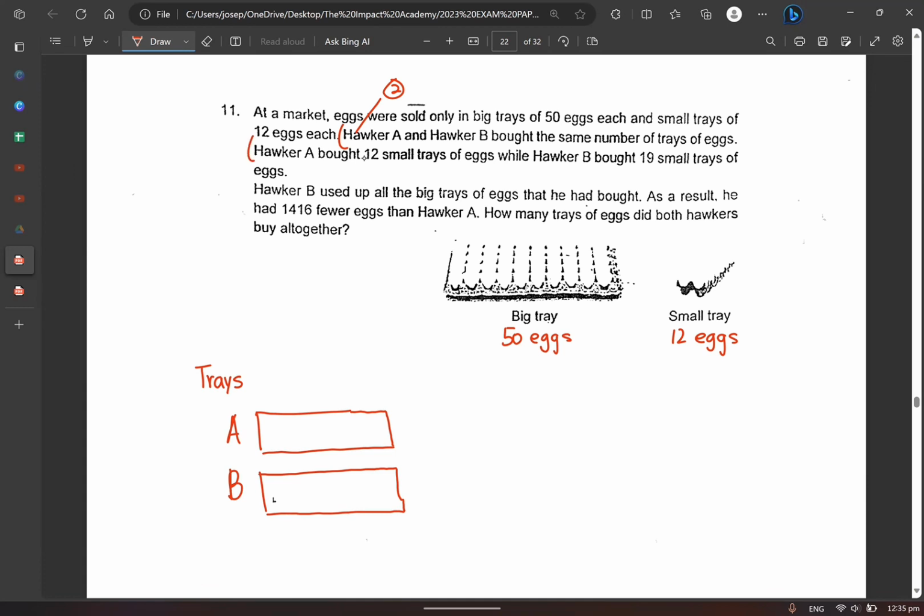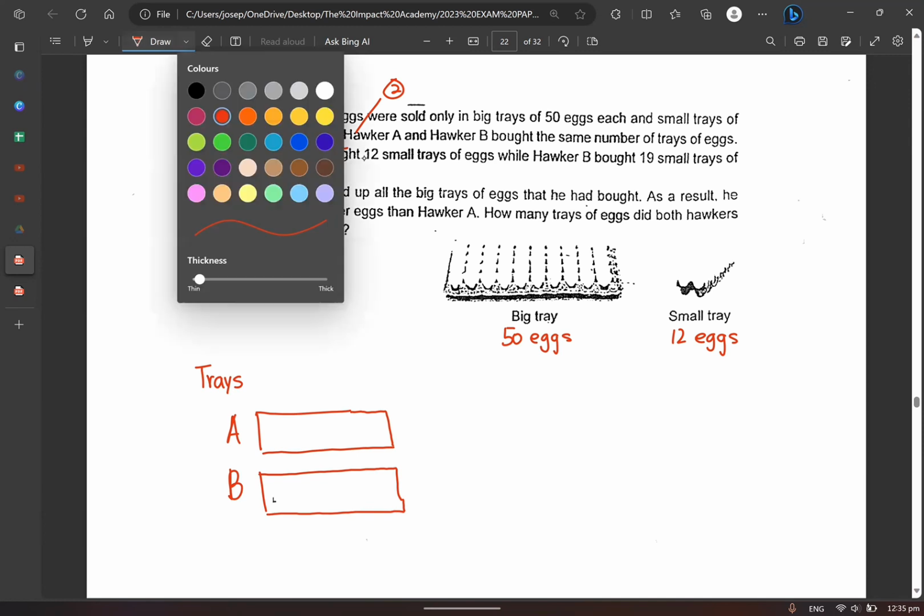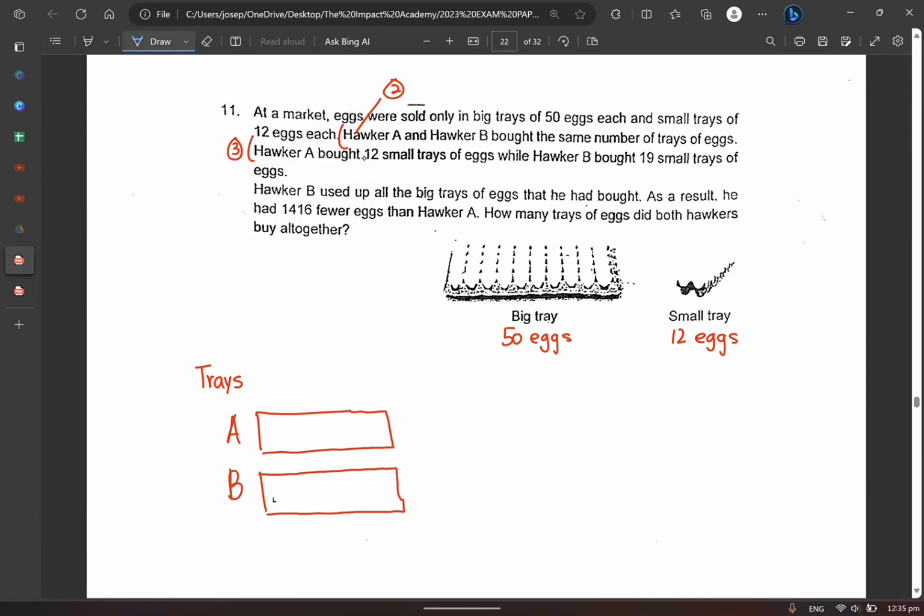Now, sentence number 3 says that hawker A bought 12 small trays of eggs. Very good. So 12 small trays, we are going to show that this is 12 ST, while hawker B bought 19 small trays of eggs. So we are going to mirror image first. We're going to show that this is 12 ST, and then whatever is over here will be 7 ST, because these two make up 19 ST.